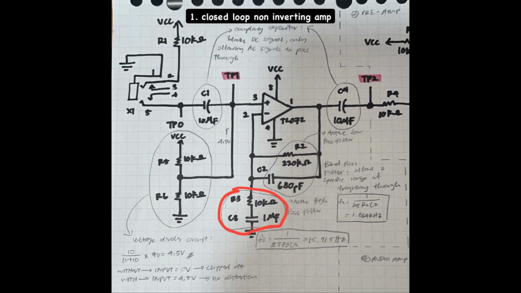R3 and C3 form an active high-pass filter which helps me to determine the lower critical frequency. I derived the cutoff frequency of the high-pass filter by using this formula, 1 over 2 pi R3 C3, which got me 15.915 Hz. As you can see, both of these low-pass and high-pass filters form a band-pass filter, which only allows a specific range of frequencies to pass through while rejecting all other frequencies outside this range. Before moving on to the next stage, it passes through C4, another coupling capacitor, to block off DC signals to only allow AC signals to pass through.